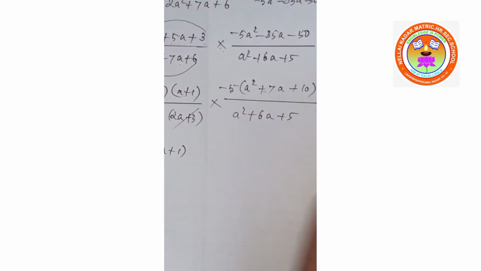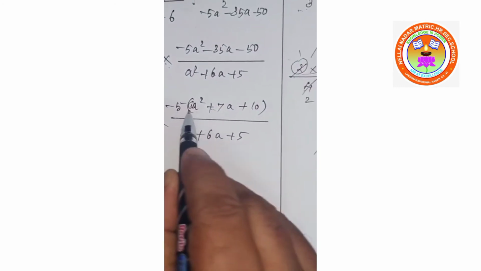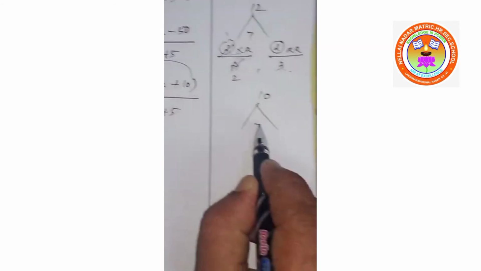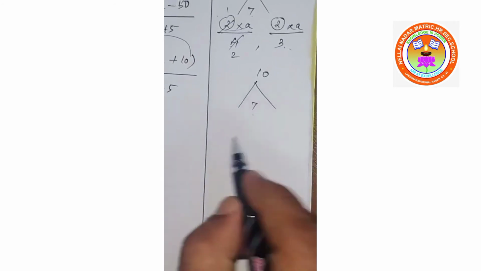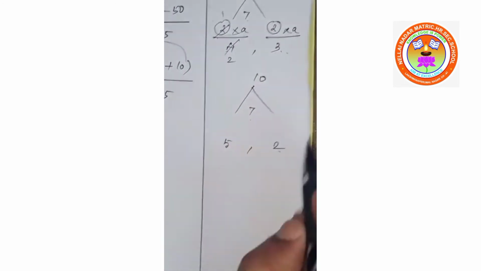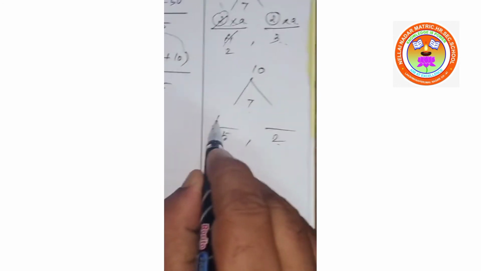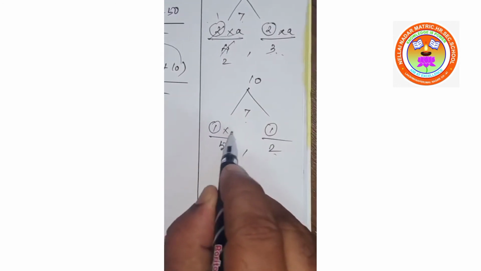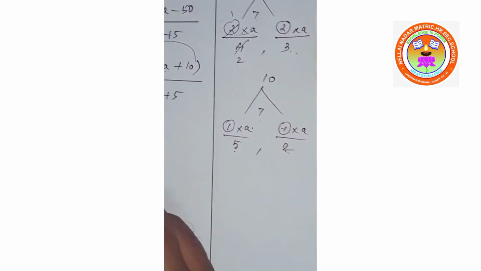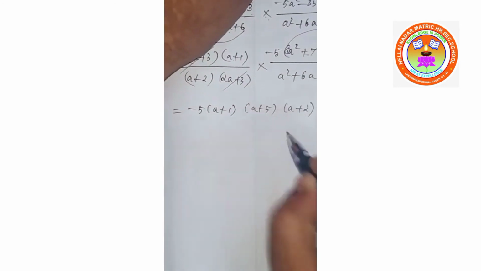Into, we have to factorize this. Coefficient of a squared equals 1. 1 here. 1 into 10, 10. Then the coefficient of a equals 7. Product 10, sum 7. The two numbers are 5 and 2. 5 plus 2 is 7, 5 2s are 10. The coefficient of a squared here is 1. So write 1 in numerator. Once again into a plus 5, a plus 2. A plus 5 into a plus 2.